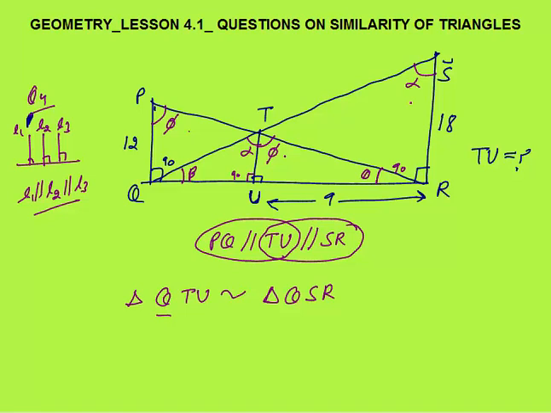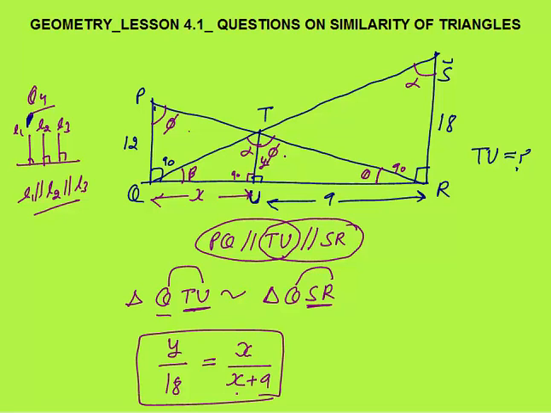Now we need to find the length of TU. Let's say this length is Y and this length is X. The corresponding side of TU would be SR, so TU over SR is Y upon 18. What else do I know? QU corresponds to QR, so QU is X and the corresponding side QR is X plus 9. So these ratios will be equal.